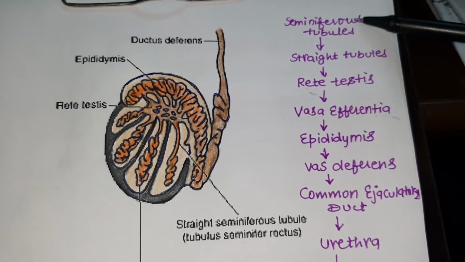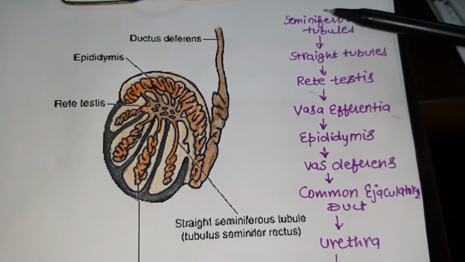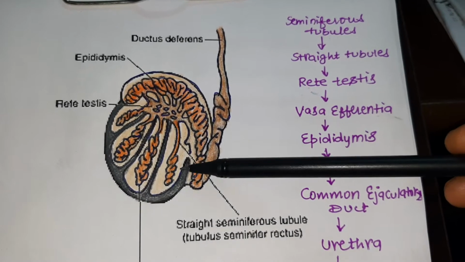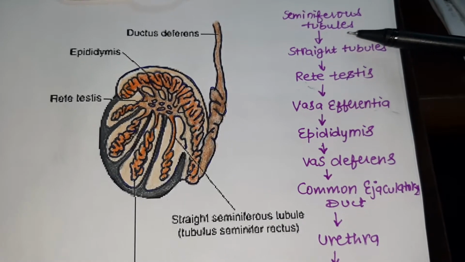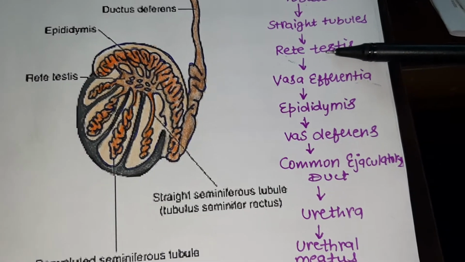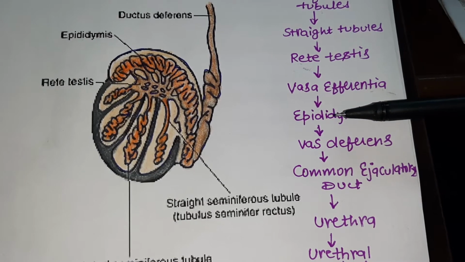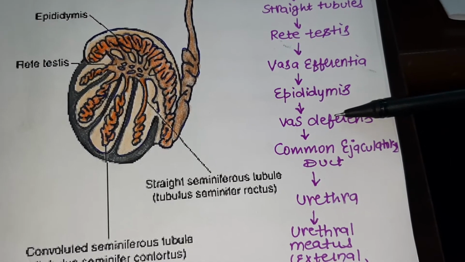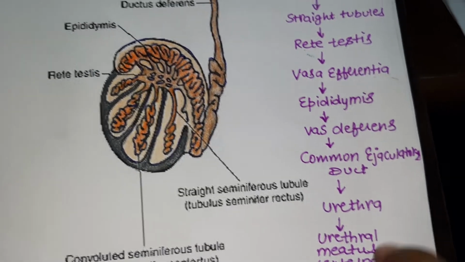So first, inside the testes there are testicular lobules, and where do the testicular lobules open? Inside the testicular lobules there are seminiferous tubules, and what do the seminiferous tubules join to form? Straight tubules. And where do the straight tubules open further? Rete testis. And where does the rete testis open further? Vasa efferentia. Further, the vasa efferentia open into the coiled tubule which we call epididymis. Then where does it open? Into the vas deferens. Further, the vas deferens, let me show you another diagram.